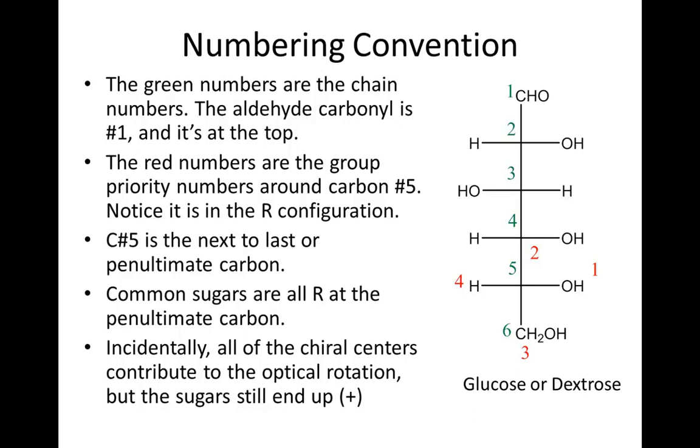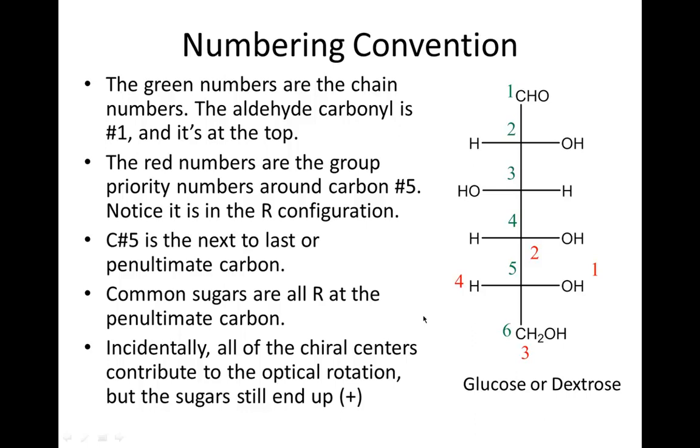So here's glucose, whose common name is also dextrose. And so I've numbered the carbons here and drawn it in the conventional way that biochemists like, which remember was to put the carbonyl at the top and let the chain go vertically down. And so when we number the chain, remember aldehydes take priority, so this is going to be carbon 1, and there's 6 carbons, so down to 6.